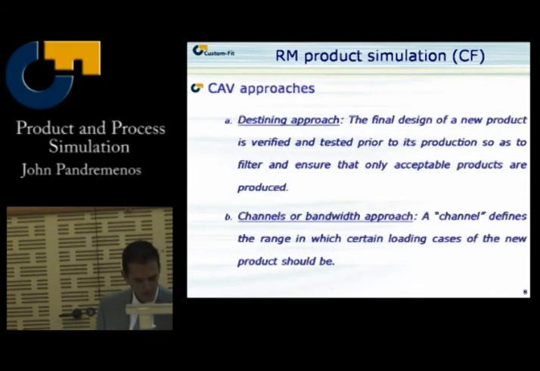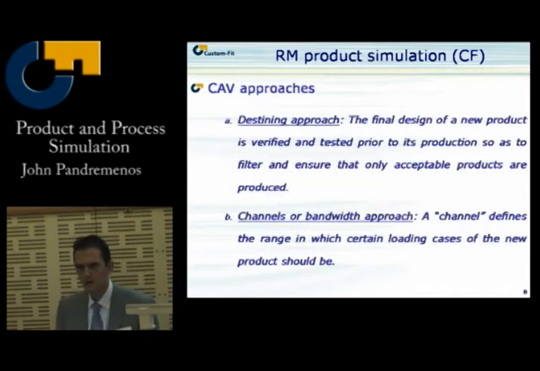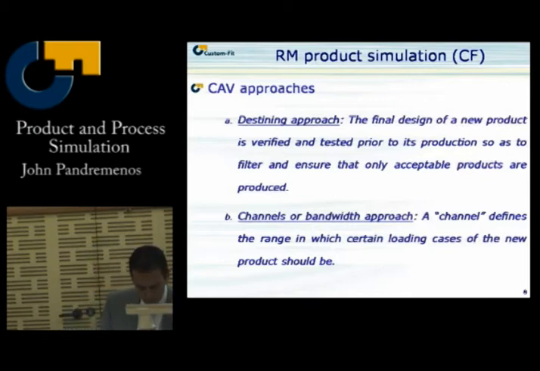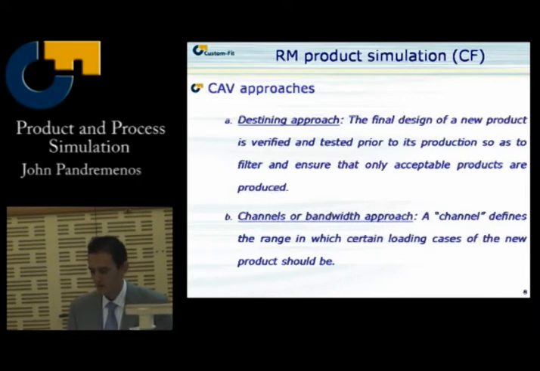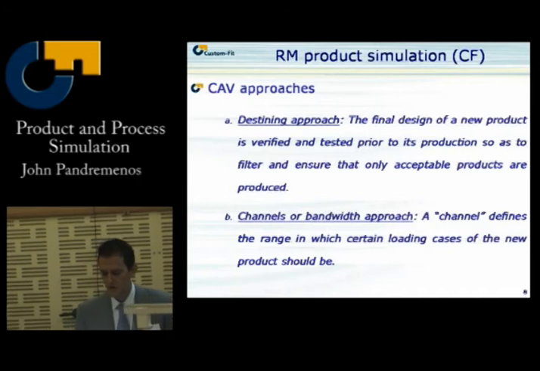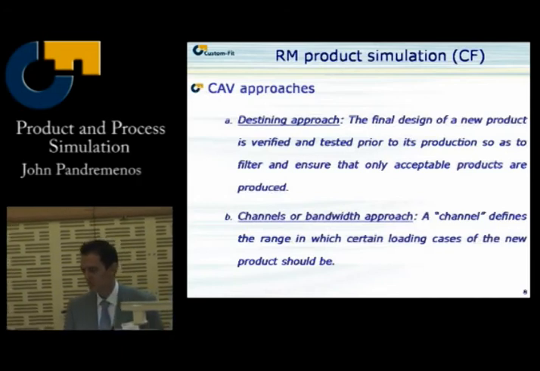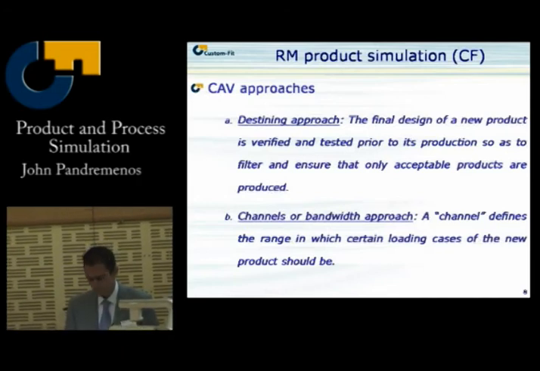Within the custom project, several approaches for computer-aided verification have been developed. The first one is called testing approach. In this approach, the final design of the new product is verified and tested prior to its production in order to filter and ensure that only the acceptable products are produced.